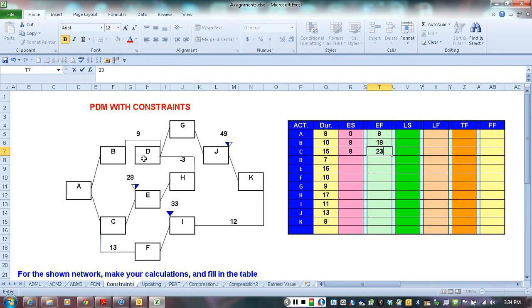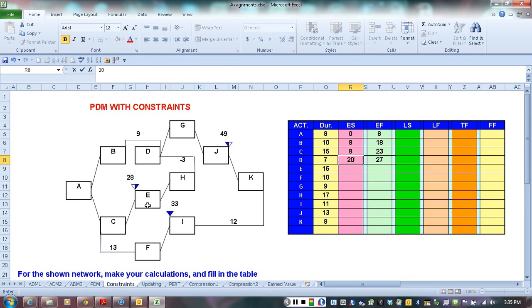For activity D, we had a finish to finish relationship with a lag of 9 days. So it's going to finish 9 days after the completion of B. B ends on day 18, so D is going to end on day 27. Assuming contiguous duration, it's going to start on day 20, which is 7 days earlier because the duration is 7.